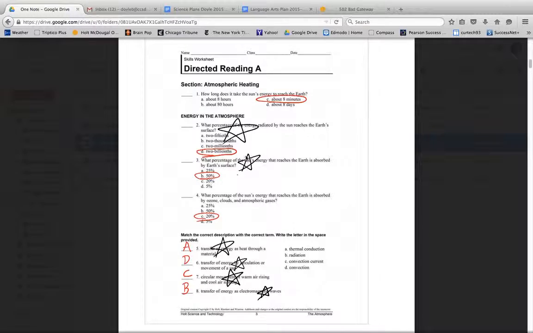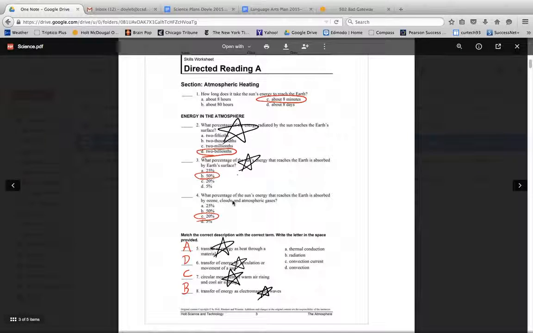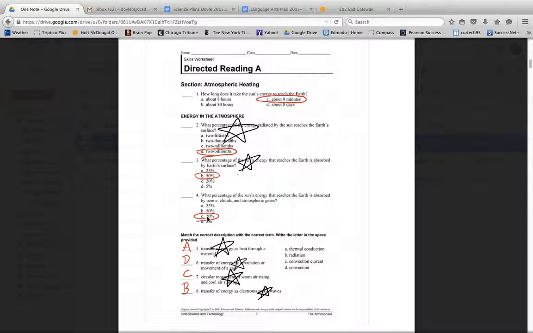Three, what percentage of the sun's energy that reaches the Earth is absorbed by the Earth's surface? 50%. So of that 2 billionths, 50% of it is absorbed by the planet Earth. What percentage of the sun's energy that reaches Earth is absorbed by ozone, clouds, and atmospheric gases? 20%. So that means 20% of the energy doesn't reach the surface of the Earth. It gets absorbed in the atmosphere somewhere.